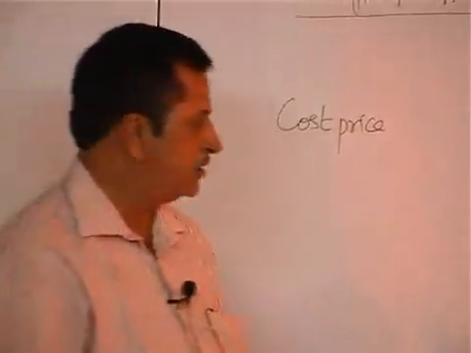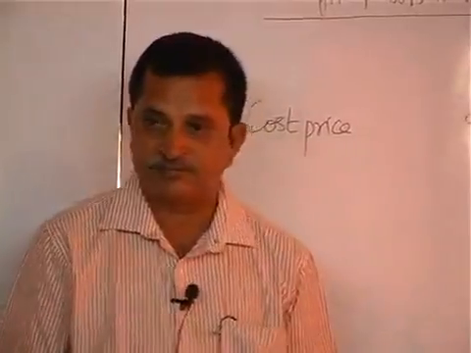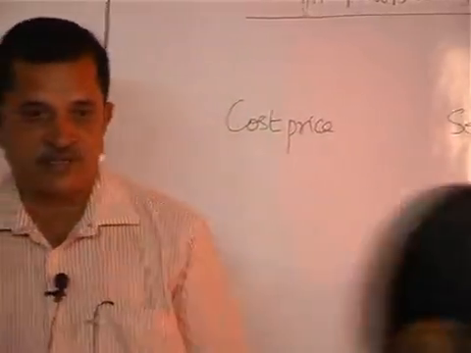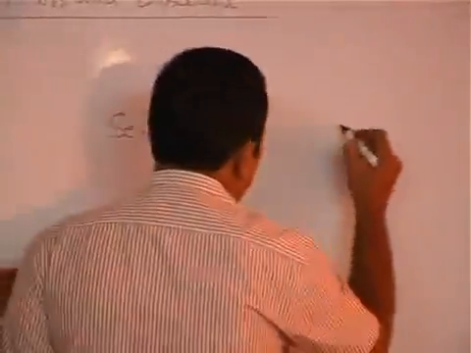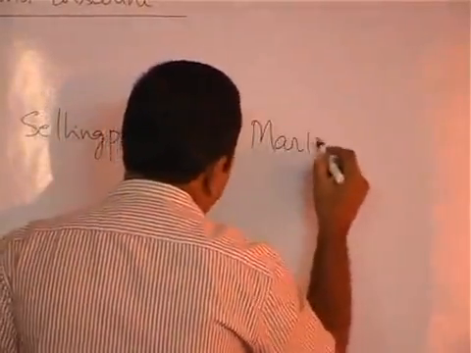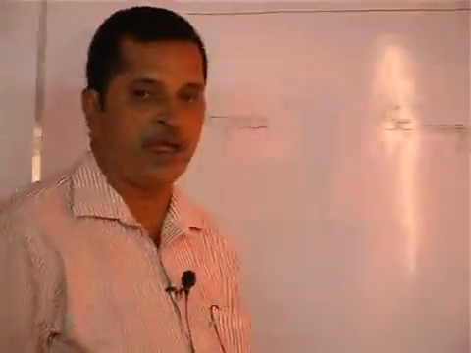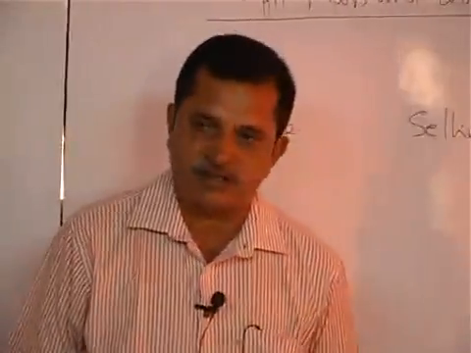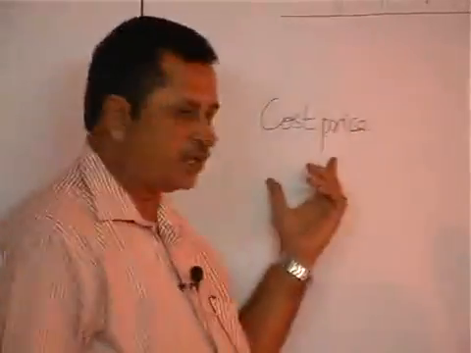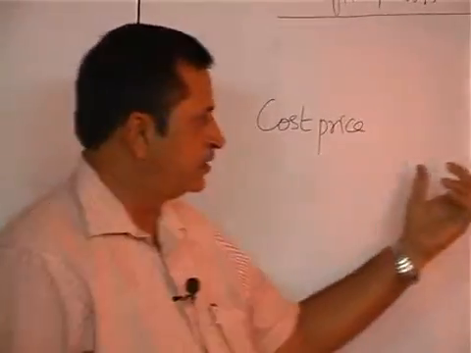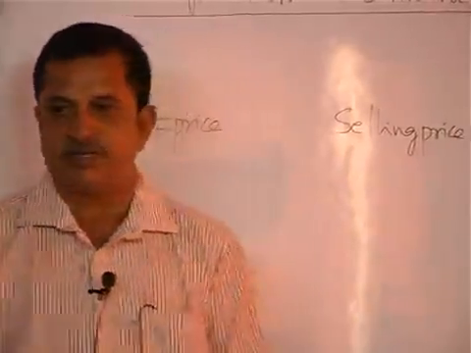Cost price, selling price, and then after the selling price, marked price. Marked price, list price, catalog price, printed price, MRP, all are same. Cost price to the businessman, selling price to the businessman, marked price to the businessman.